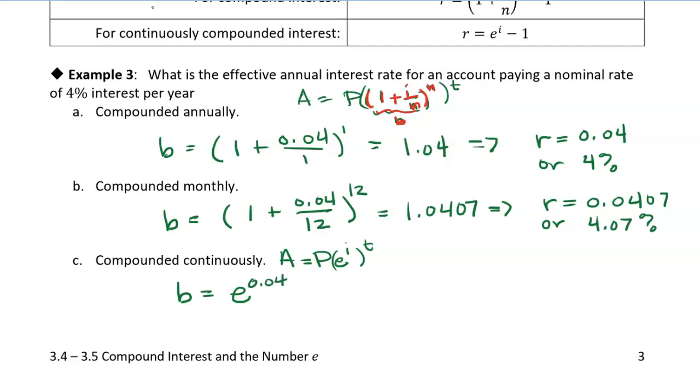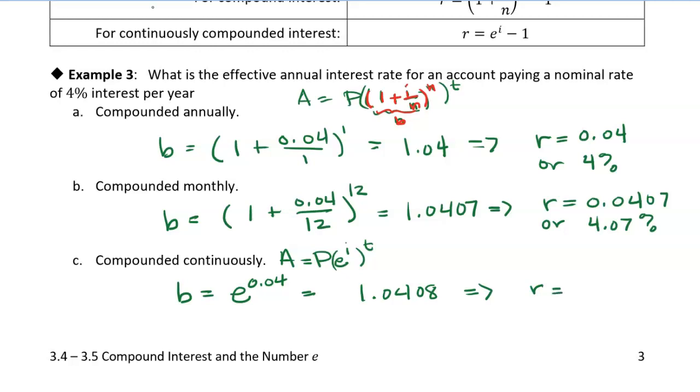Now you can put that into your calculator. You'll have to find the button for e to the x on your calculator. If you need any assistance, let me know. I can help you find it. But I just put e to the 0.04, and I get 1.0408 this time. So to get R, I just subtract 1, right? This is the effective annual interest rate.